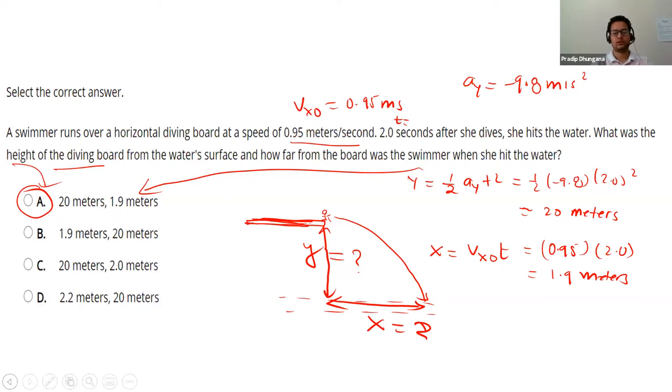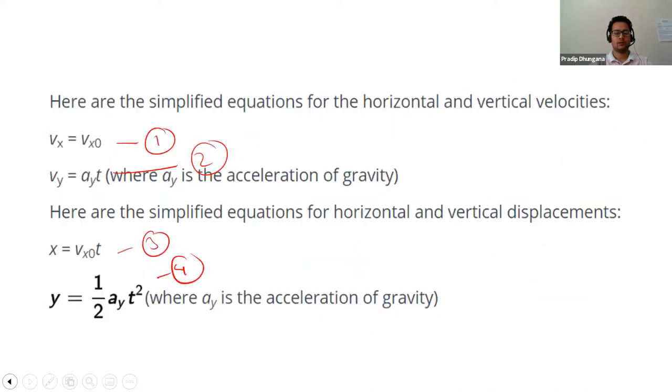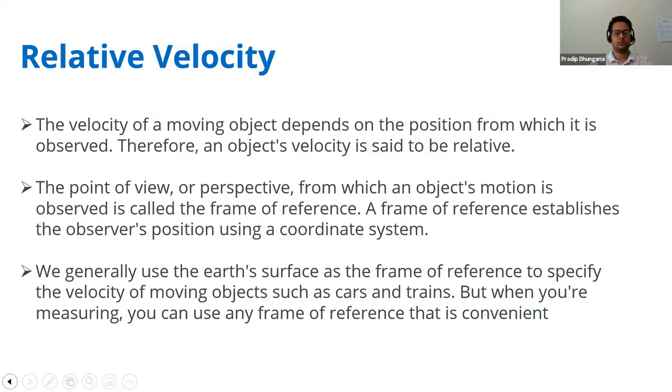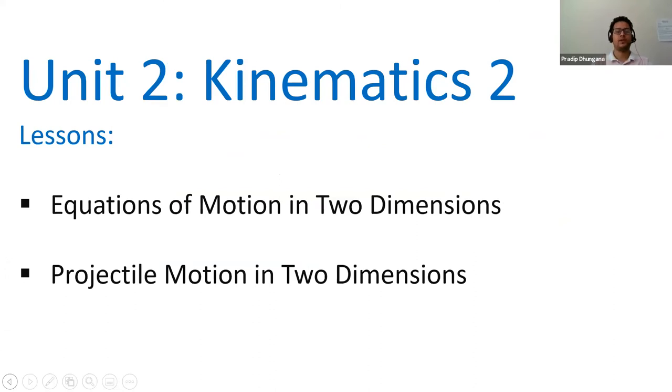So now let me go back. If you have any question about this problem, please let me know. Today we have completed two lessons from Unit 2, Kinematics 2: equations of motion in two dimensions and projectile motion in two dimensions. Keep working on your courseware and make sure to complete everything from the beginning all the way through projectile motion in two dimensions. If you have any questions related to your homework or assignment, please feel free to reach out to me.